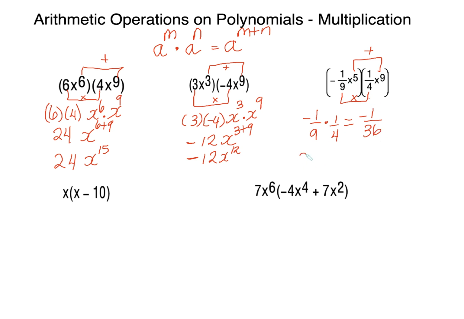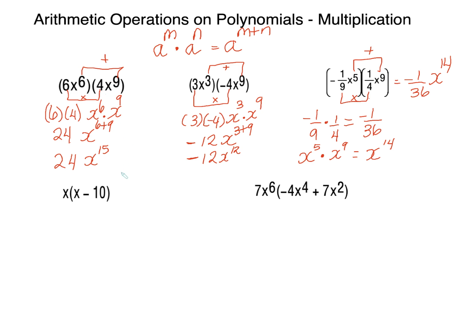And then our exponents, x to the 5th is going to multiply x to the 9. We keep our base of x, and 5 plus 9 gives us 14. So my answer is negative 1 over 36, x to the 14th. Now, on the test, you're going to have to multiply monomials, because these are what we call monomials. When you have a single term multiplying a single term, we call them monomials, because mono means one.